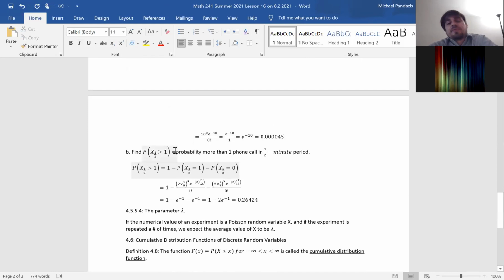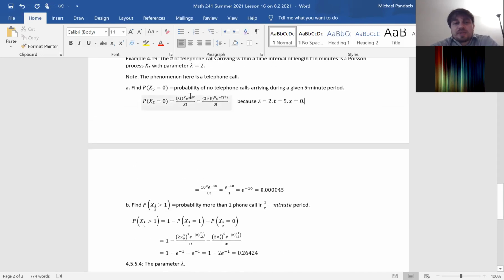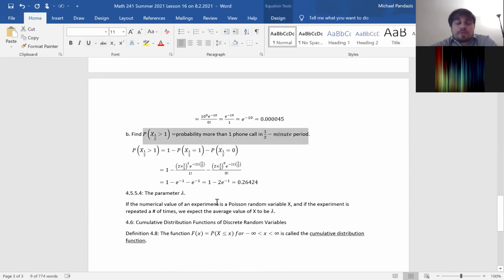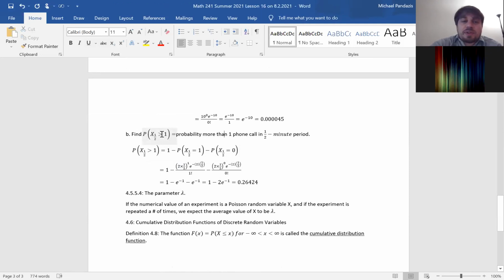In part B, it's pretty much almost the same thing. We're not concluding that much. We're just asking what the value of this expression is. But I want to find the probability that you receive more than one phone call in any half-minute length period. Does that make sense? By this notation alone, that's the probability that you have more than one phone call received in any half-minute period. So that's what we want to find.